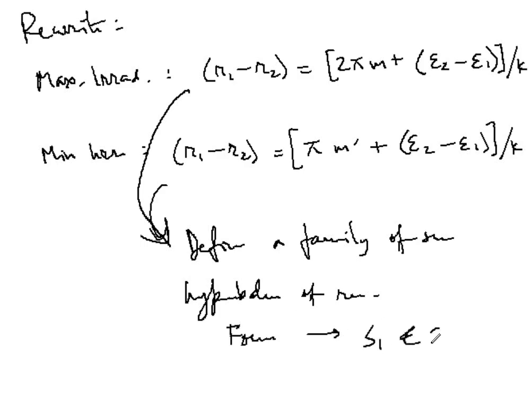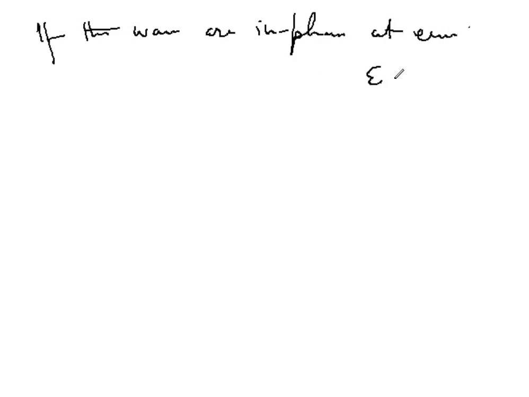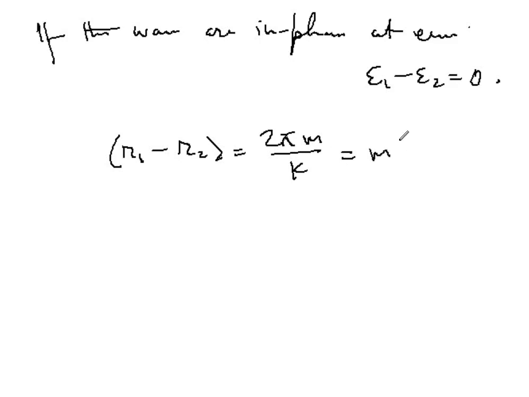Focus is at S1 and S2. Now, you see, if the waves are in phase at the emitter, then what will happen? Epsilon 1 minus epsilon 2 is equal to 0. And so this above expression will be simplified to this form. R1 minus R2 is equal to 2 pi m by k, and this I can just write down like this, m lambda. So this is the max condition.